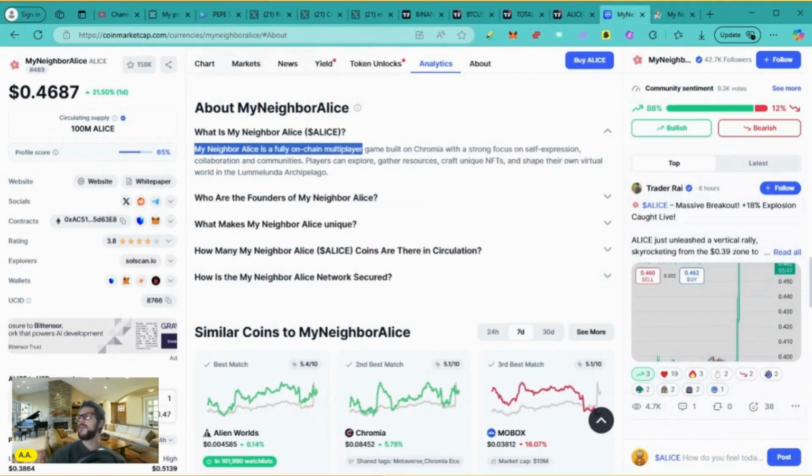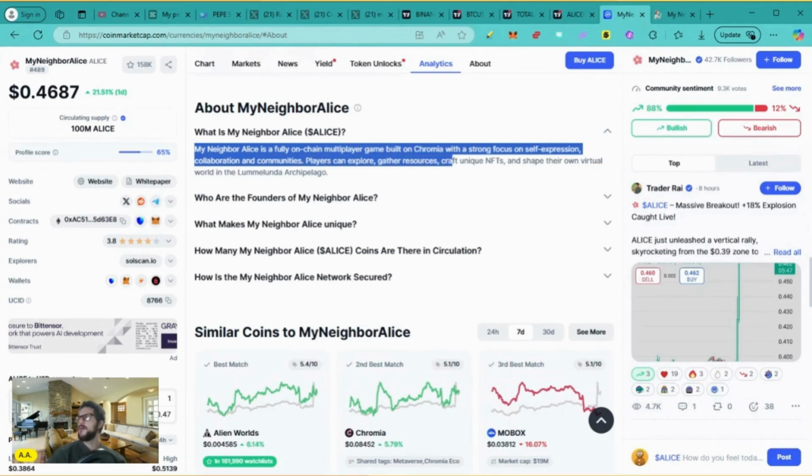A fully on-chain multiplayer game built on Chromia with a strong focus on self-expression, collaboration, and communities. Players can explore, gather resources, craft unique NFTs, and shape their own virtual world in the Lumelunda archipelago.